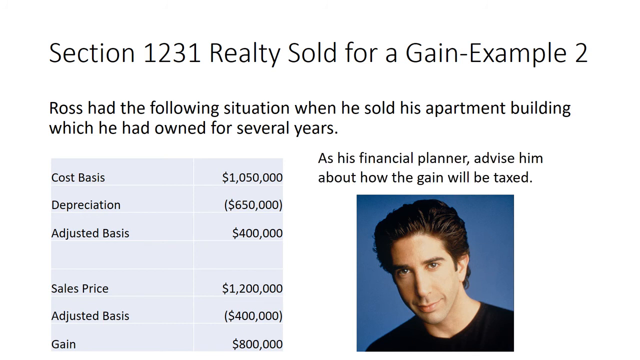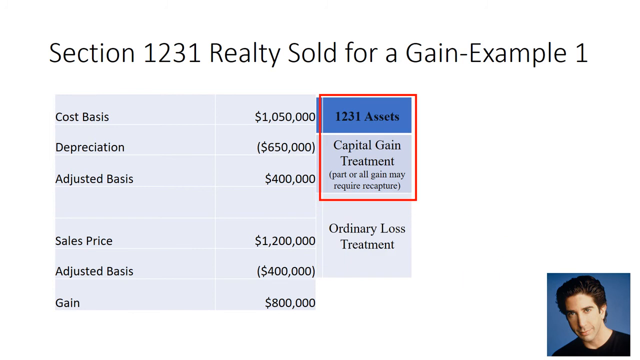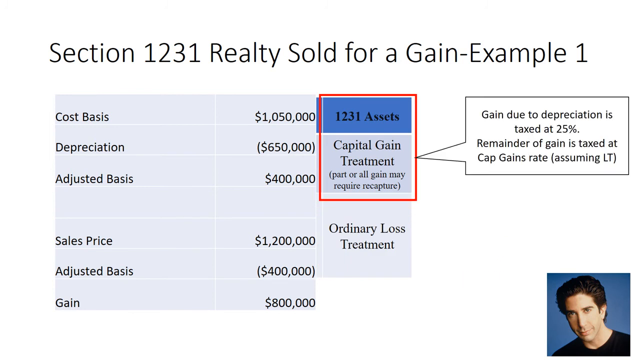So again, how will this gain be taxed to him? Well, same deal. Part or all of the gain may require recapture. The gain due to the depreciation is taxed at 25%. The remainder is taxed at the capital gains rate. So just take a second and do this simple calculation.